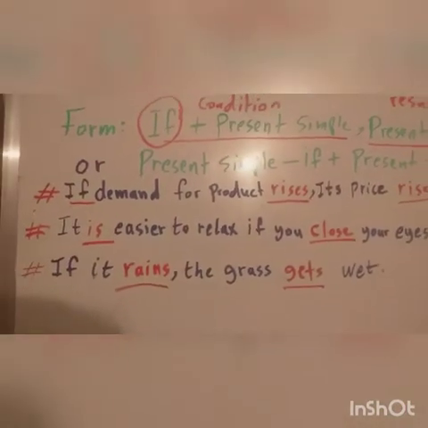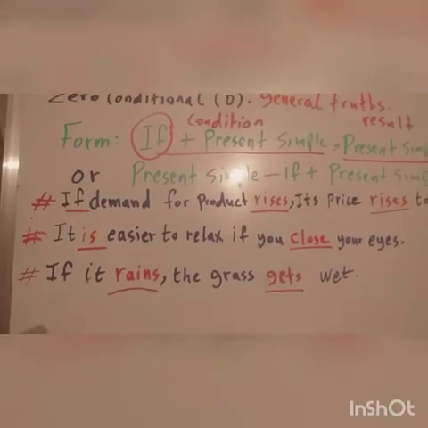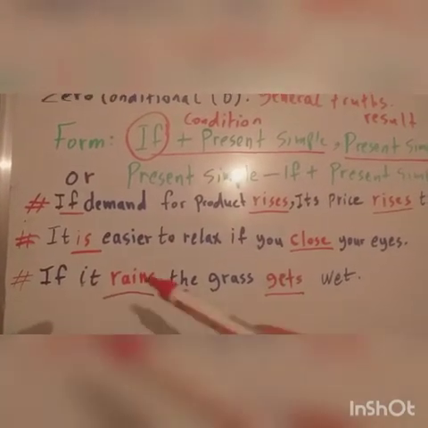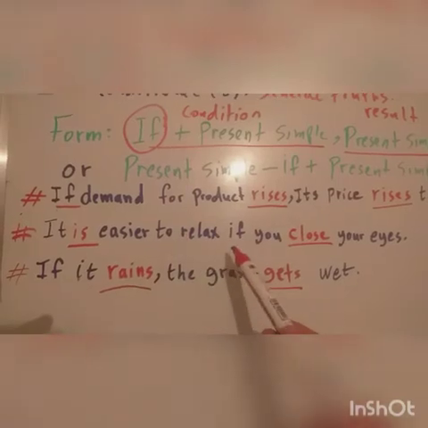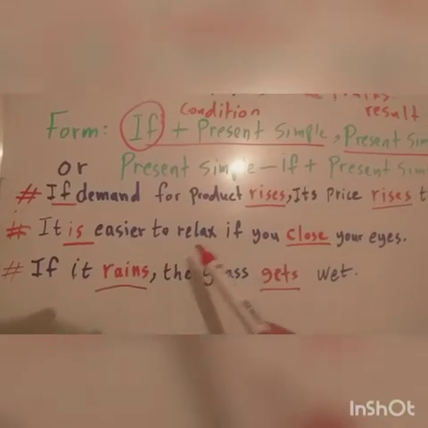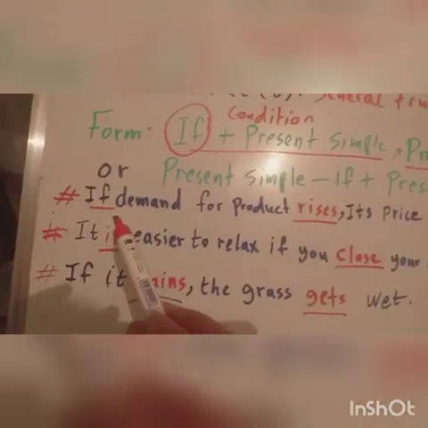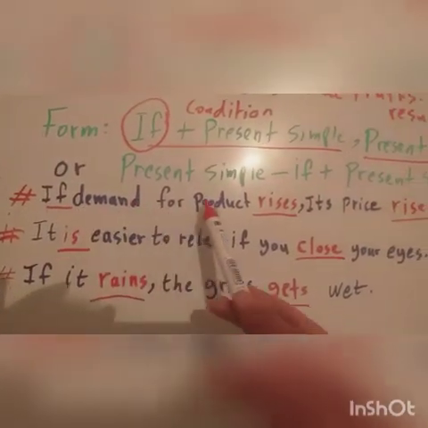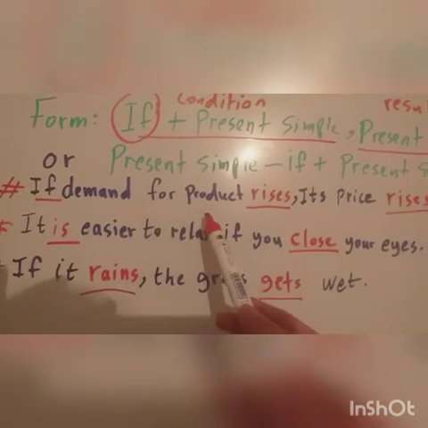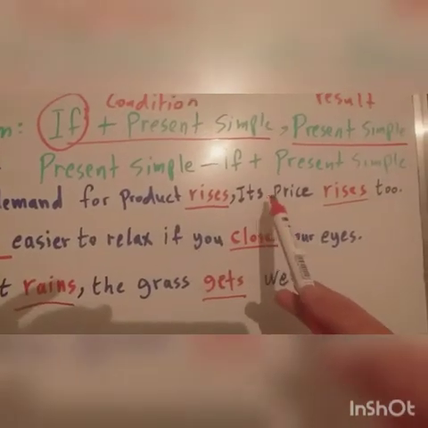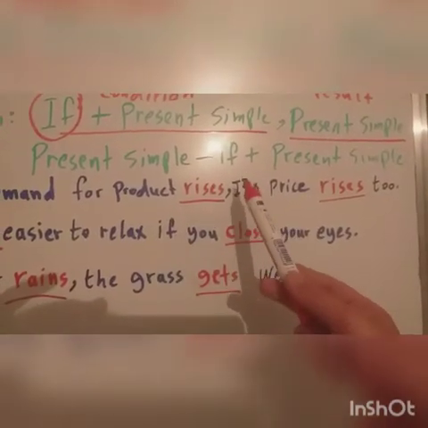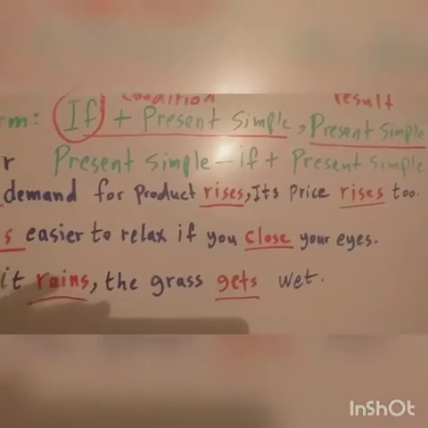Well, these sentences mean if the condition clause is true, then the result clause will happen. So if this condition clause is true, if demand for product rises, then the result clause will happen. Its price rises too.